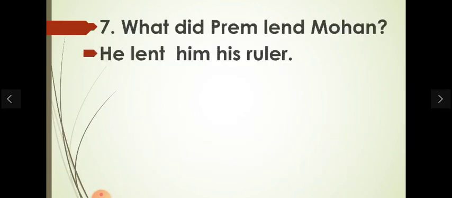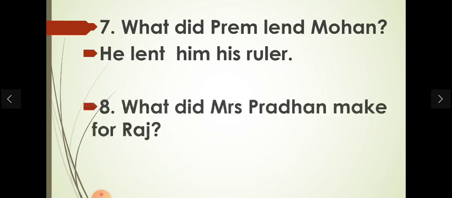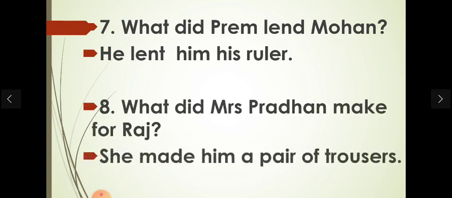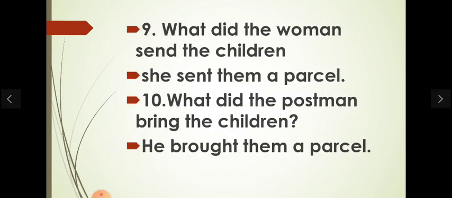What did Prem lend Mohan? He lent him his ruler. What did Mrs. Pradhan make for Raj? She made him a pair of trousers. What did the woman send the children? She sent them a parcel. What did the postman bring the children? He brought them a parcel.